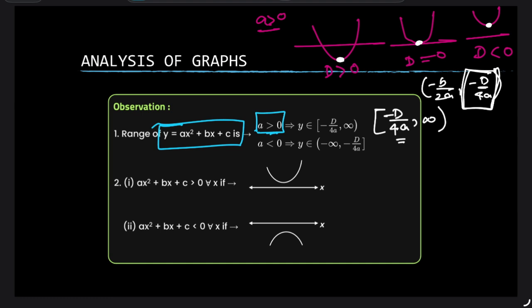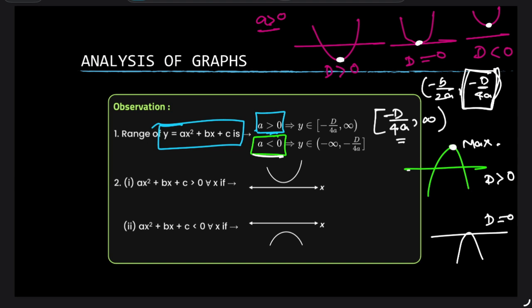Now the second one, when a is less than 0, a less than 0 means the graph will be downwards. Graph downwards means we'll get the maximum value kind of graph. So what can we see? We'll always get the maximum value. This is D greater than 0, then this will be for D equal to 0, and this one will be D less than 0. Minimum is not defined.